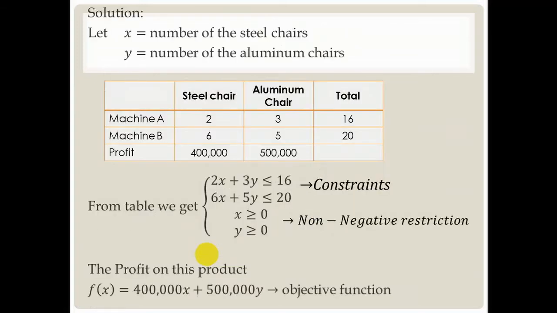So when they ask about that, you need to find the constraint and the non-negative restriction, and then the profit on this product too, because we already know from the question. You can write f(x) or anything that you want, but here I wrote f(x) equal to 100,000x plus 500,000y. This profit is called the objective function, everyone. I hope you understand what I'm explaining.